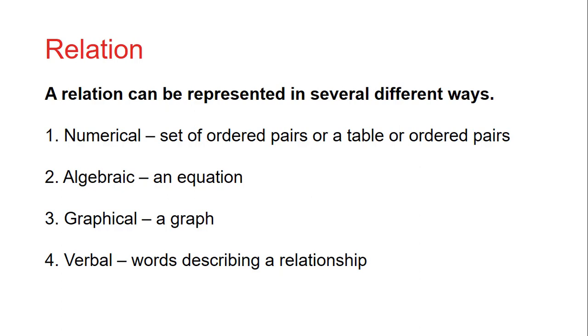A relation can be represented in several different ways. We can represent it numerically by just giving a set of ordered pairs that can be given in literally a set or a table. We can represent a relation algebraically by some equation, graphically by a graph, or we can verbally describe the relationship. But understand we're looking at two sets of information that we're pairing together in some way, and the set of ordered pairs that are formed from that relationship are called the relation.